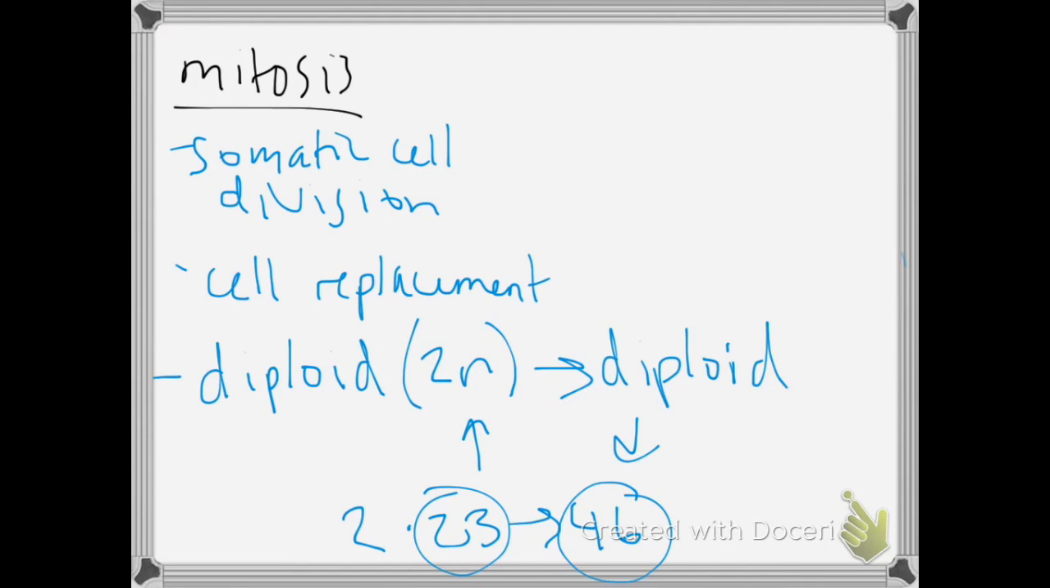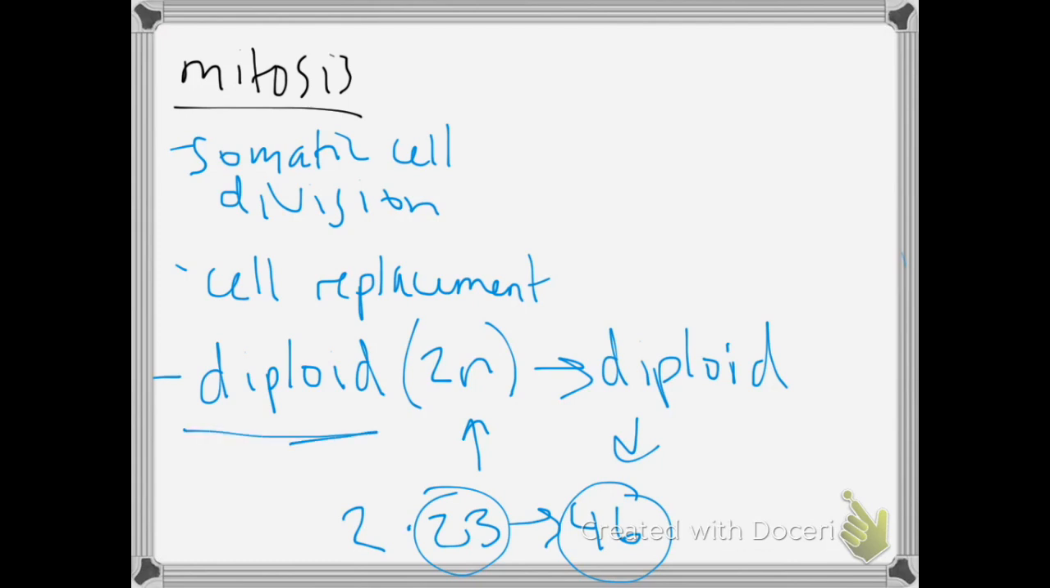So the first thing that we're going to look at is two different types of cellular division: mitosis and meiosis. Mitosis is also known as somatic cell division. It's basically cell replacement, and this happens everywhere except in your testes if you're a man and in ovaries if you're a woman. So what we're doing is we're taking a diploid cell, diploid meaning 2N.